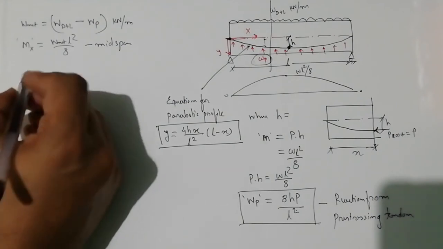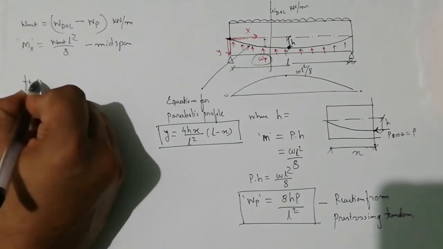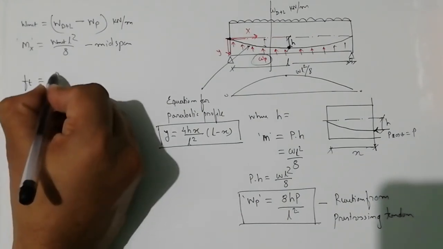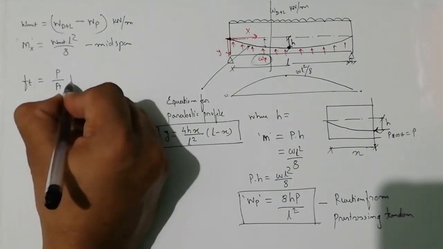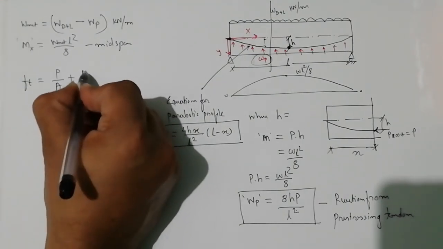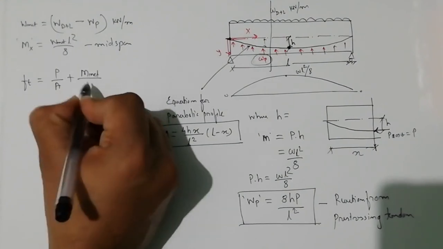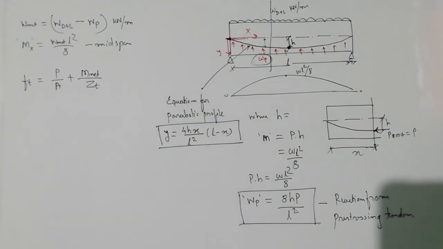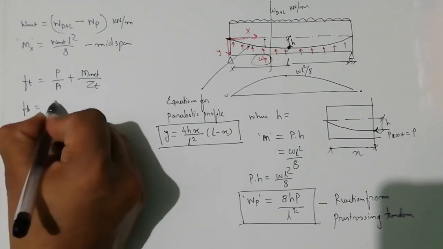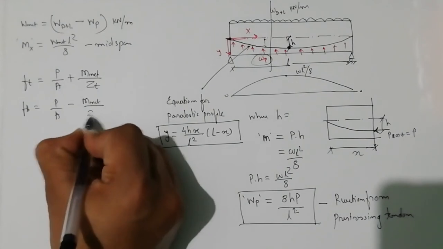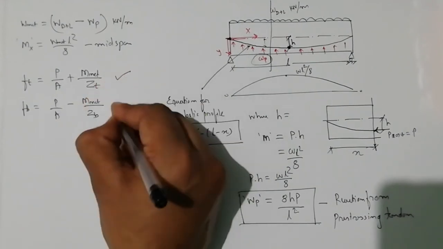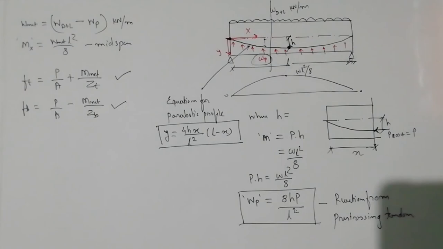So resultant stresses would be, that is Ft, topmost resultant stresses will be, of course, a direct stress, that is P by A, and due to the external moment at top, it will be positive, that is compressive in nature. So this will be M net by ZT, and similarly FB will be P by A minus M net by ZB. These two equations will give us the resultant stresses.